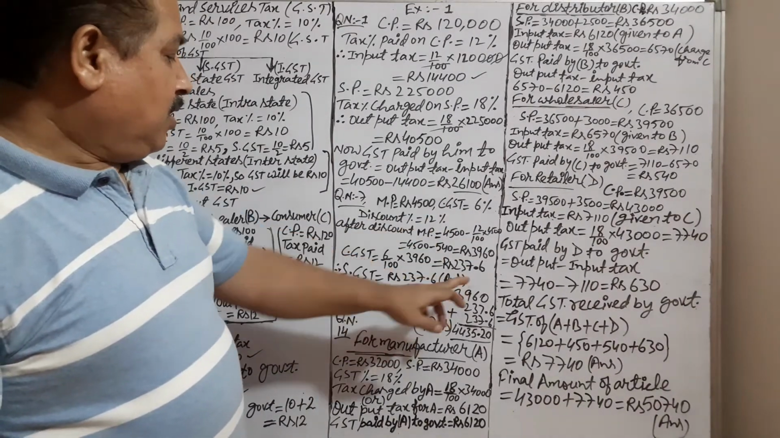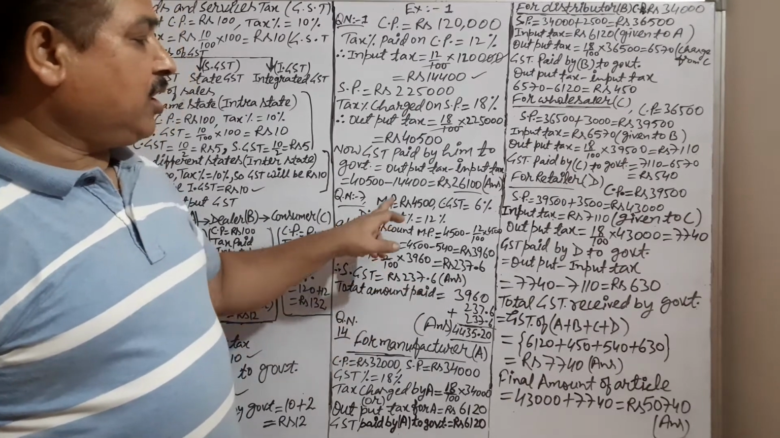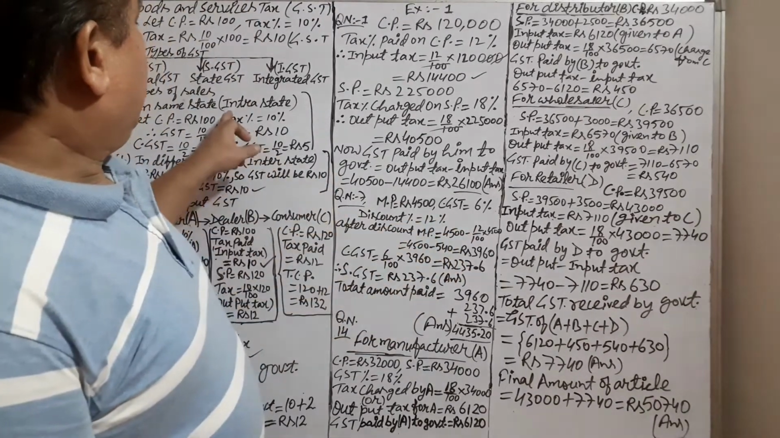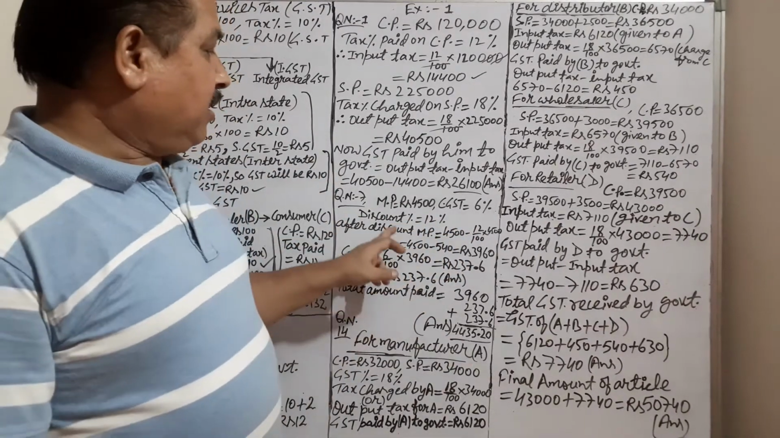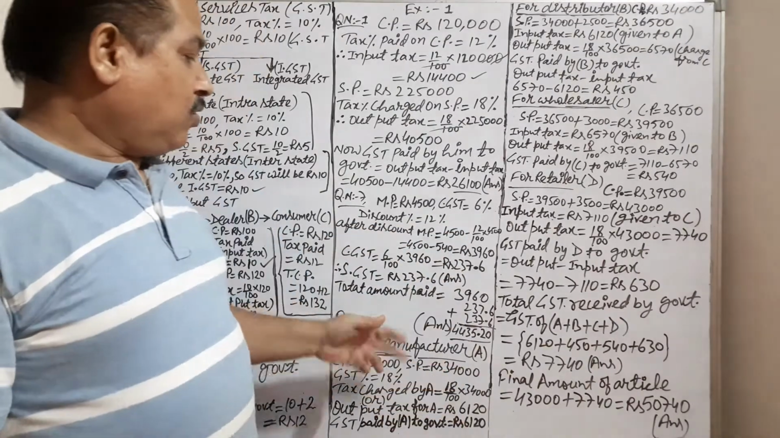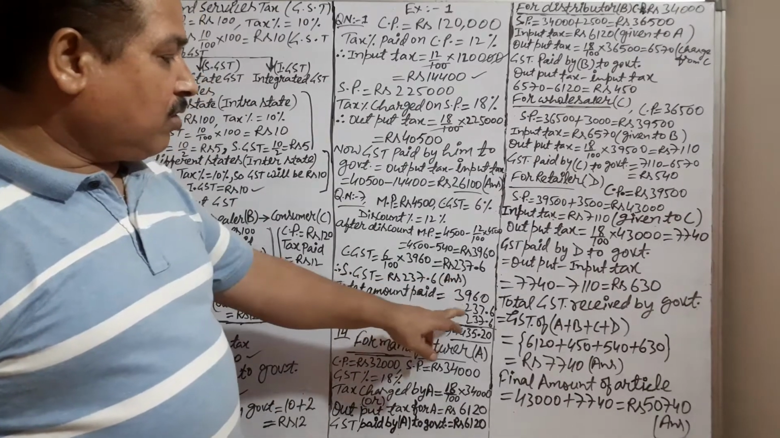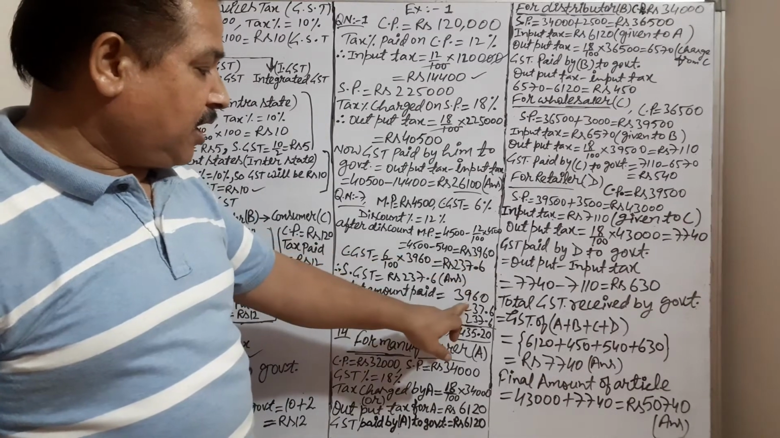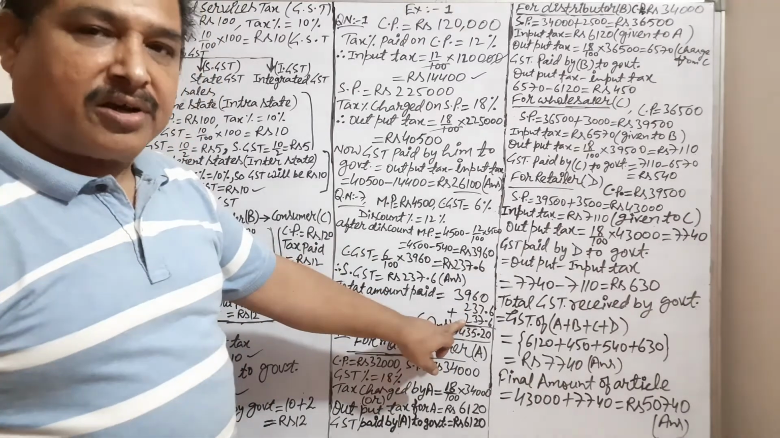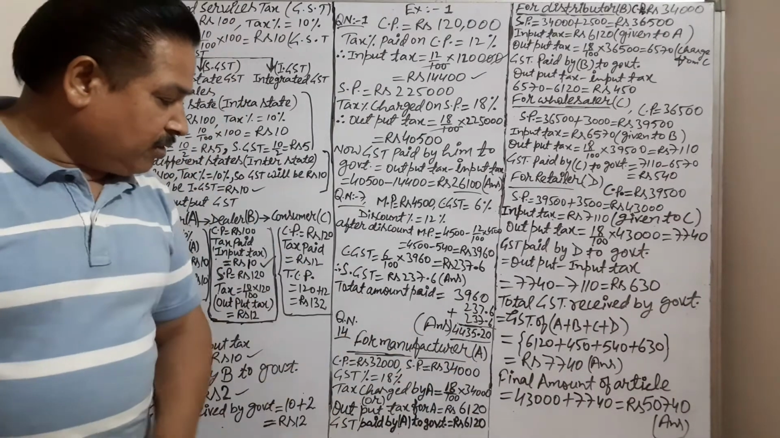This is coming. So CGST and SGST will be the same, because in this question the selling is given as intrastate. So CGST and SGST will be the same. Now what is the total cost of the article? After discount the cost is 3960. This is CGST, this is SGST for intrastate. Add all these, answer.